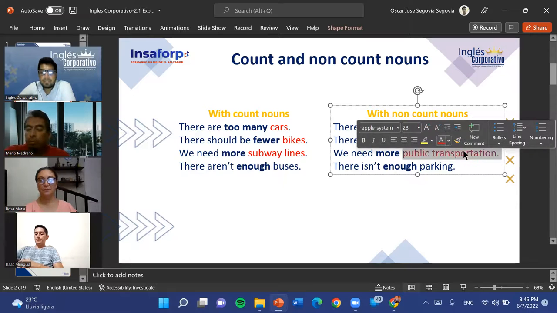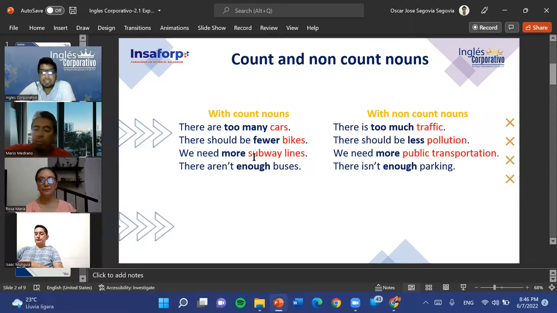Now, the difference here, as you guys can see, is that subway lines can be divided. Sí, o sea, las líneas de tren pueden ser divididas. Una va para un lado, otra va para otro. Entonces, pueden ser separadas. En cambio, public transportation es una idea un poco más abstracta. Sí, o sea, porque es algo más general. Entonces, public transportation sería muy, muy distinto. So, we need more public transportation. Se referiría, ¿verdad?, a la idea en general del transporte público.